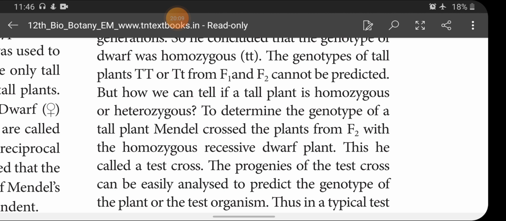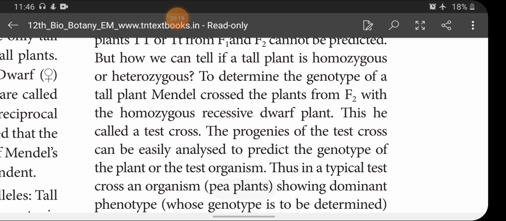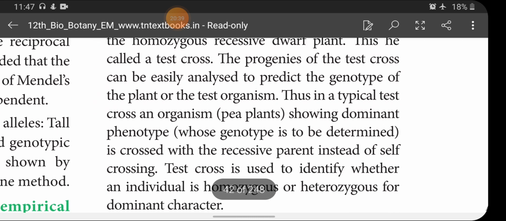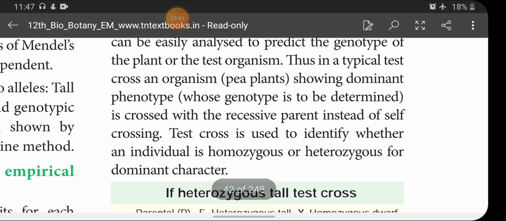To determine the genotype of the tall plant, Mendel crossed the plant from the F2 with the homozygous recessive dwarf plant. This he called a test cross. So a test cross is nothing but a cross of any type of parent with the recessive dwarf to know the nature of the tall plant. The progeny of the test cross can be easily analyzed to predict the genotype of the test organism. Thus, in a typical test cross, an organism showing the dominant phenotype, whose genotype is to be determined, is crossed with the recessive parent instead of self-crossing.